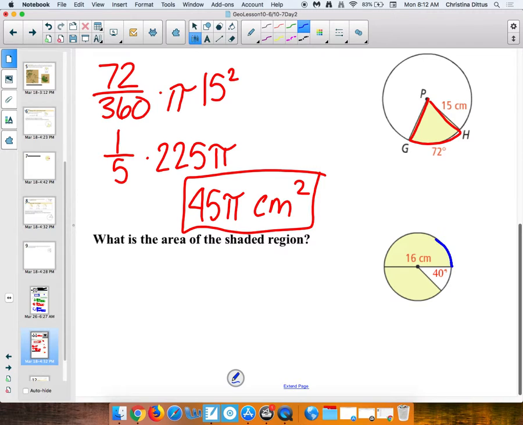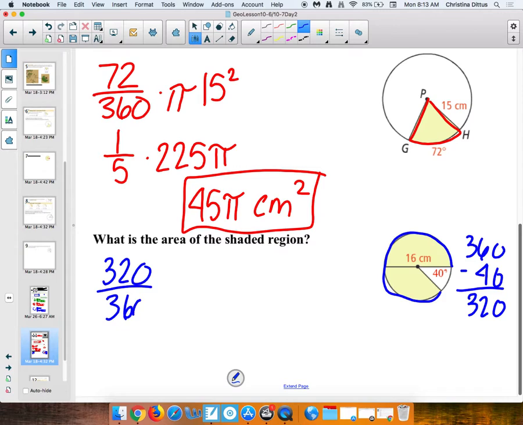This guy we're finding is most of the arc. How can I find what degree measure that is? 360 minus 40. So 360 minus 40, I get what? 320. So take 320 divided by that 360.